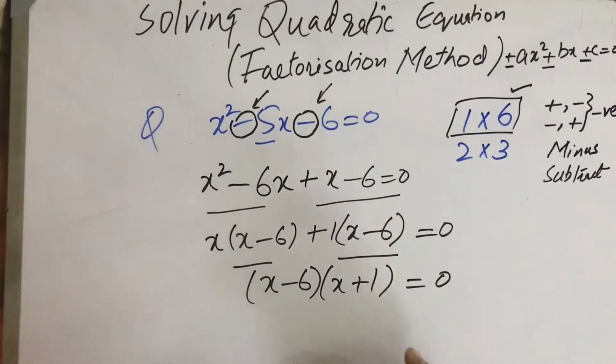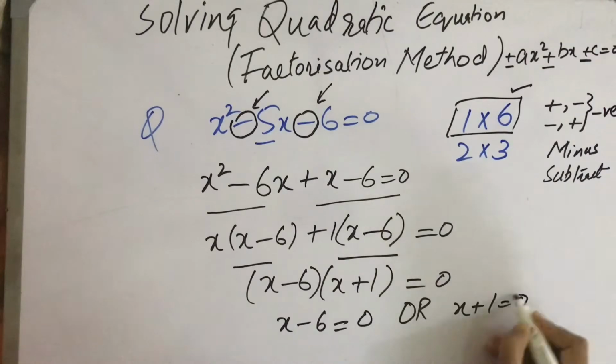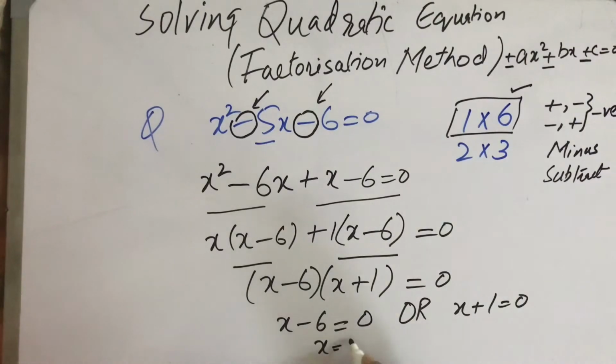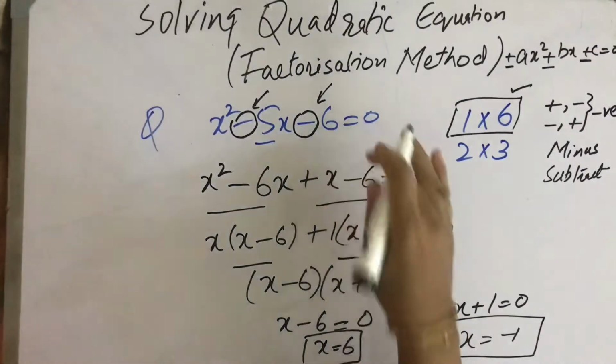Now the product of two factors or two brackets is 0. So you will say that either the first bracket is 0 or the second bracket is 0. From the first bracket you will have the first solution, this is 6, and from the second bracket you have the second solution, which is minus 1. You can put these solutions here and you can see that when you will put minus 1 here in this equation or 6 here, you will get the answer equal to 0.